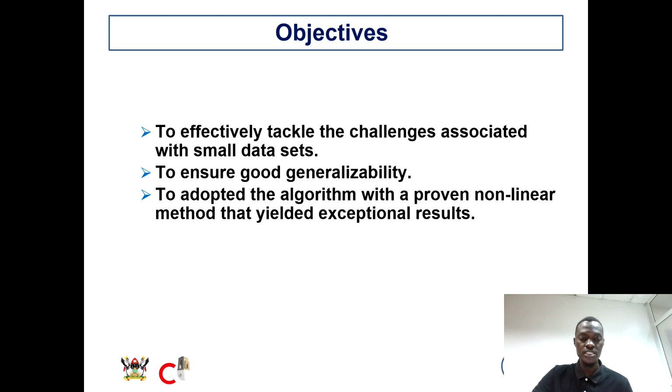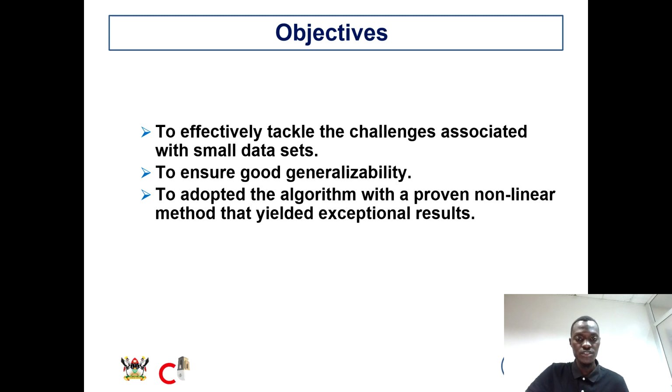So one of the objectives is to efficiently and effectively tackle the challenges associated with the small data set, whereby previously there were some data sets that were used, but there were features that were not available. We believe these extra features that we have in our data set will be very helpful in getting more accurate results, according to the different algorithms that we are going to use.